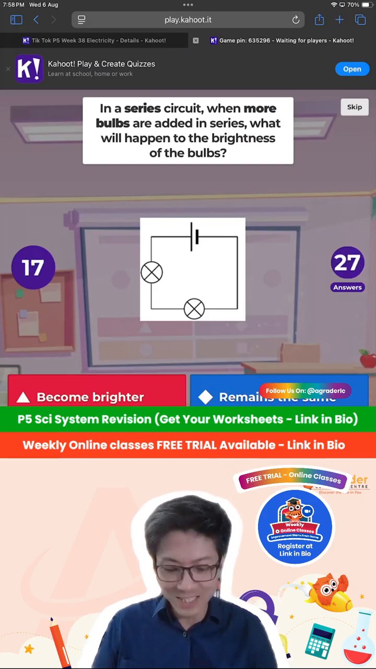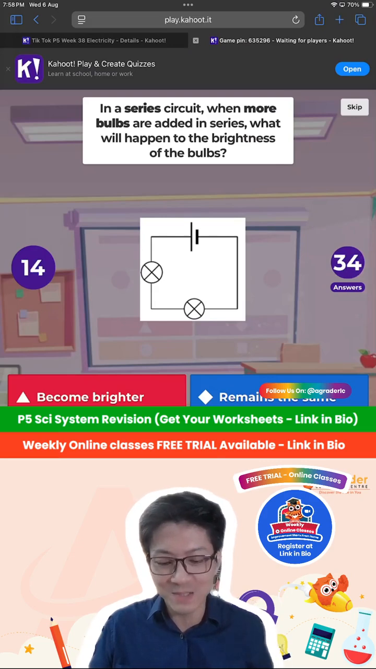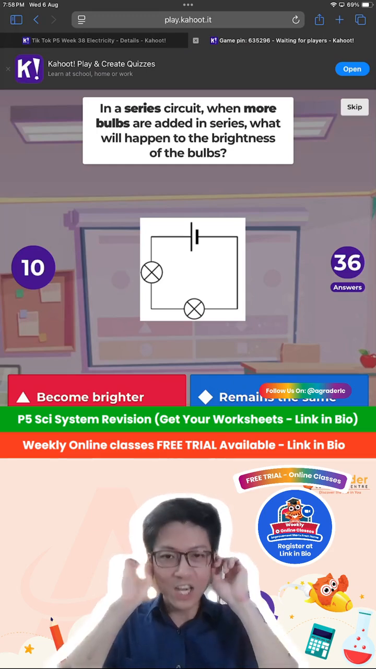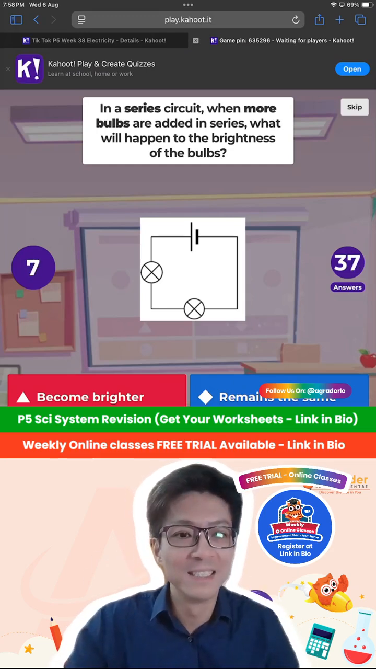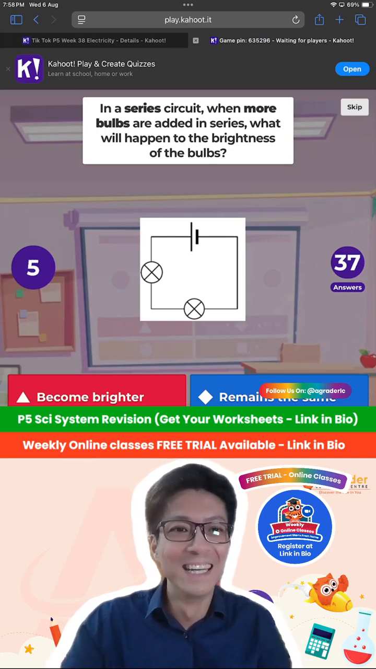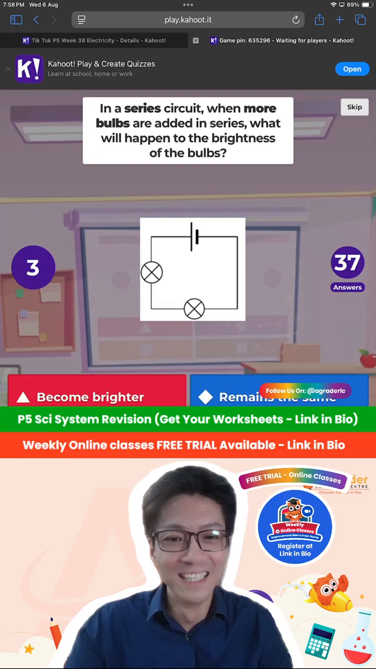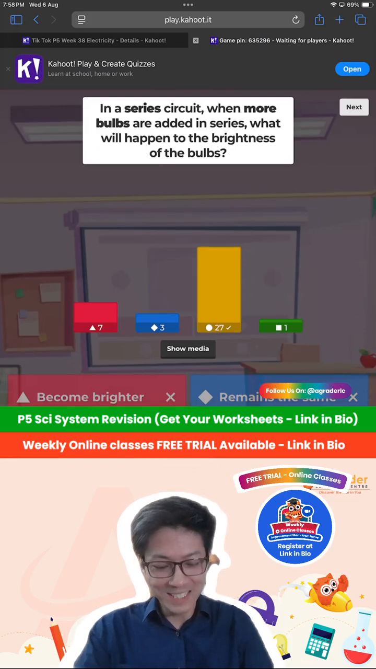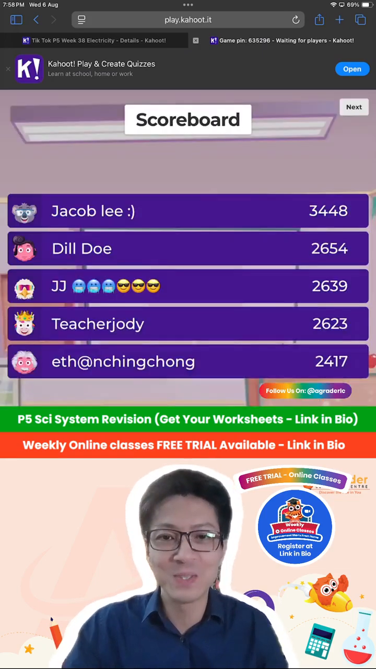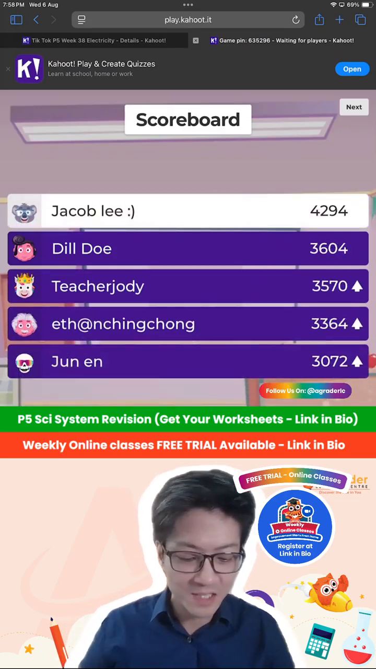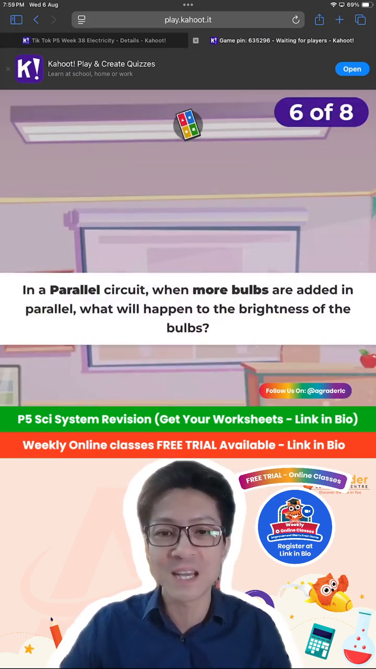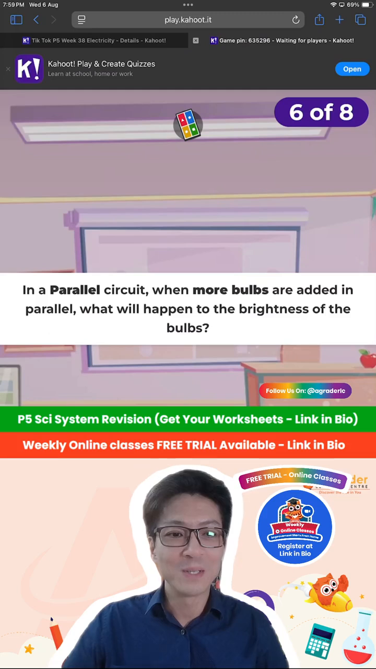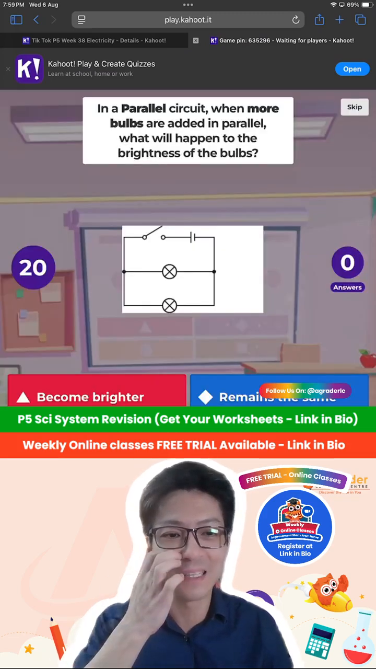Electricity. In a series, when more bulbs are added in series, what will happen to the brightness? Okay, good. Yes, it will become dimmer, right? So you need to remember the characteristics of a series circuit and also a parallel circuit.